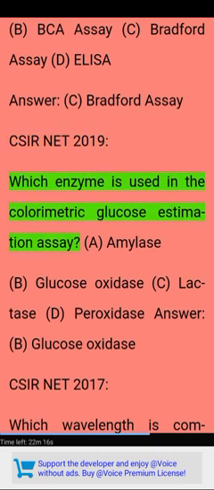Which enzyme is used in the colorimetric glucose estimation assay? A. Amylase. B. Glucose oxidase. C. Lactase. D. Peroxidase. Answer: B. Glucose oxidase. CSIR NET 2017.